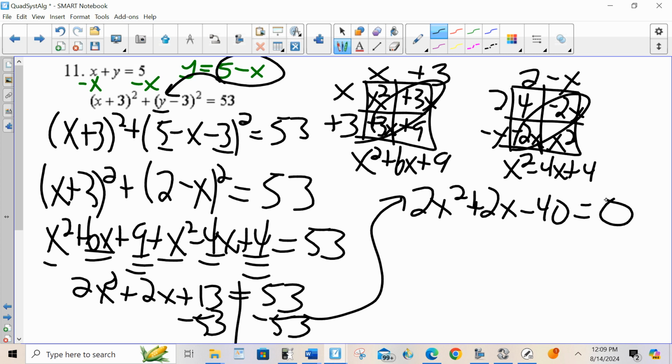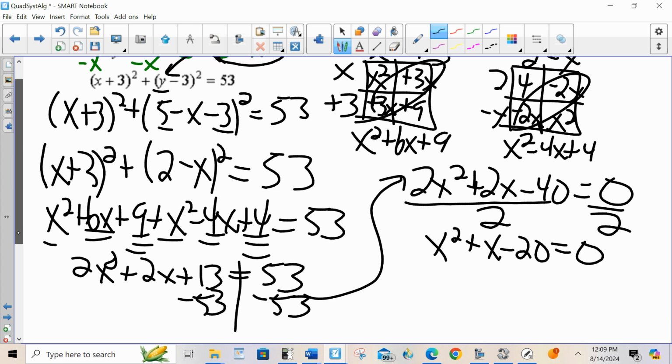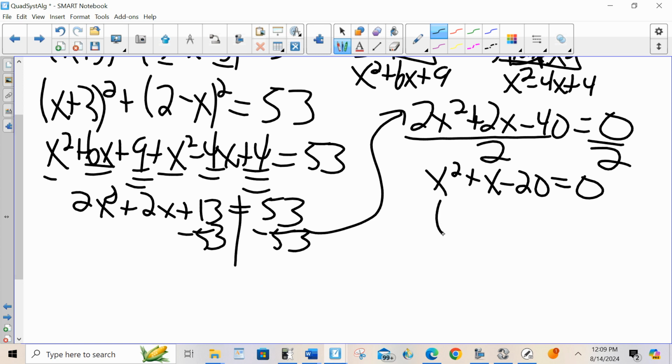Party time. Bubbles. Factor. GCF. Is there a GCF? Yes, there's an integer GCF, so I can just divide it away. x squared plus x minus 20 equals 0. Can I factor further? Yes. Trinomial.